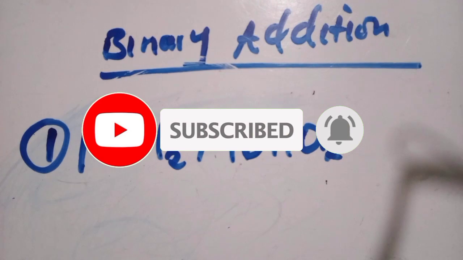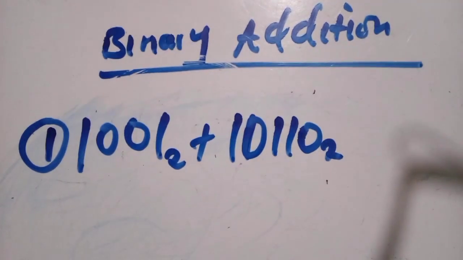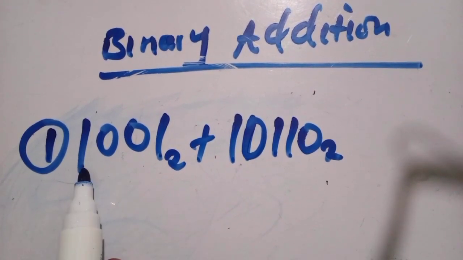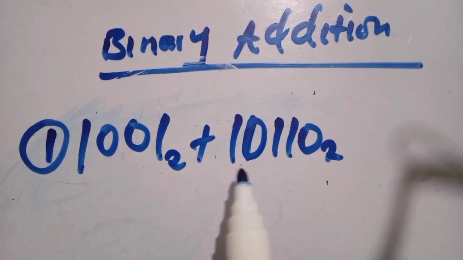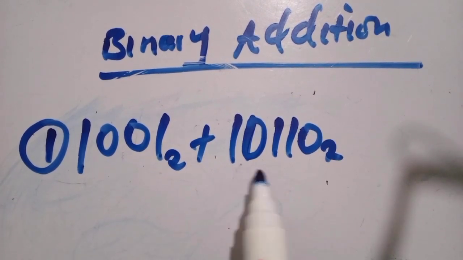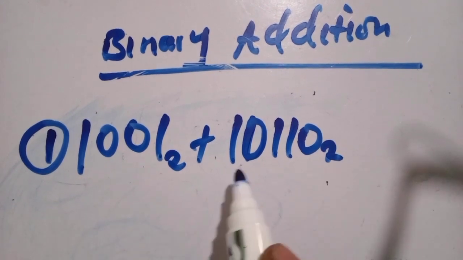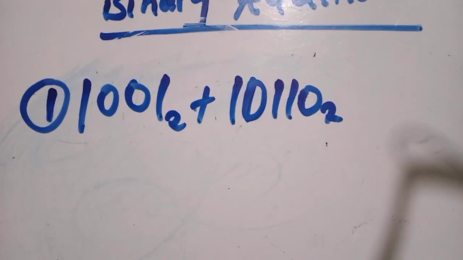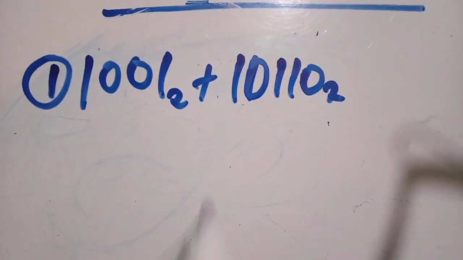In today's lesson, we are looking at binary addition, because last time we were looking at how to change binary to decimal and how to change decimal to binary. For today, we are looking at how to add 1001 to the base 2 plus 10110 to the base 2. Let's add this one. We have to arrange this in a way that we can add it nicely.